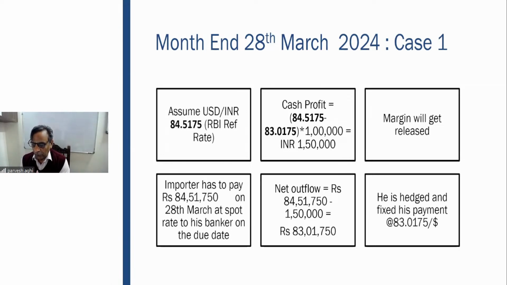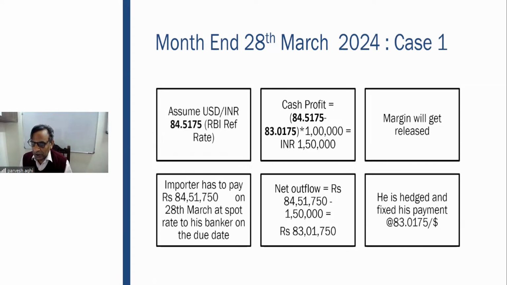Okay, so I have a right to sell my dollars at 83.0175 anytime up to 28th of March. I entered into this derivative contract on the stock exchange with someone, and he accepts my bet, and he actually sells the futures. He sells the dollars to me at 83.01. So I have bought the dollar, somebody has sold.